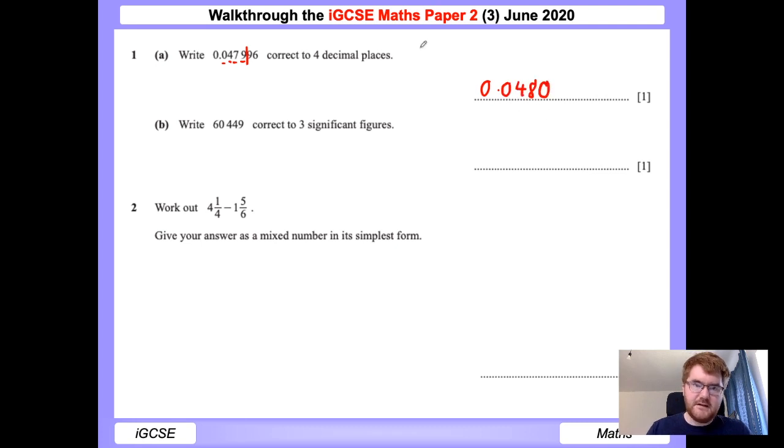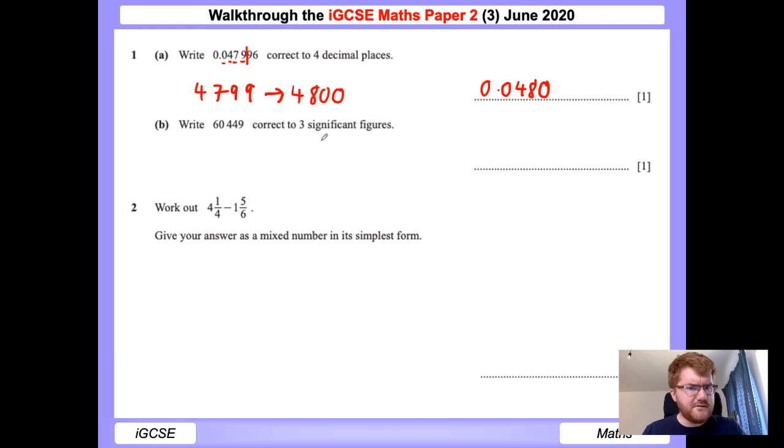0.0480. Think of this as 4,799. How would you round this to 3 places? Well, what you do is go 9 and 9 again, and that will give you 4,800. So think of it in the same way, and then you'll get to the correct answer.